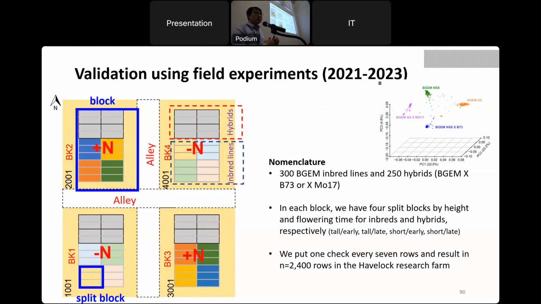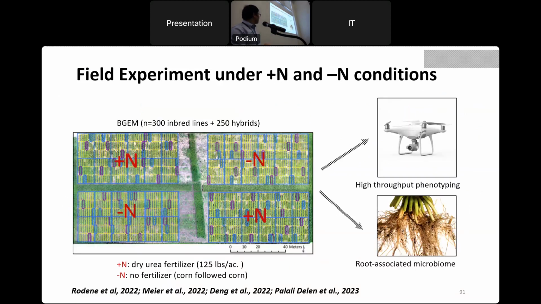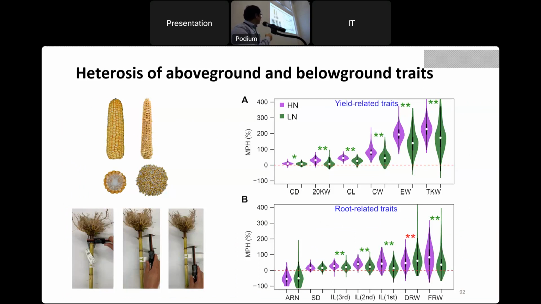So to understand that, we leverage the BGEM population we just created by backcrossing to 2 recurrent parents and put them in the field under low nitrogen conditions. Each with 2 replications. I'll go through this quick. We collected above ground traits and below ground traits, including the root associated microbiomes. I don't have time to talk about that. That's a whole different topic.